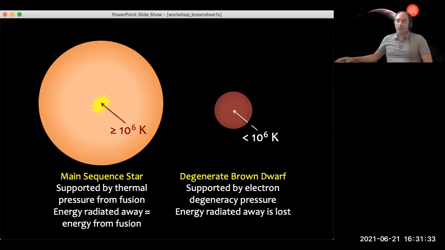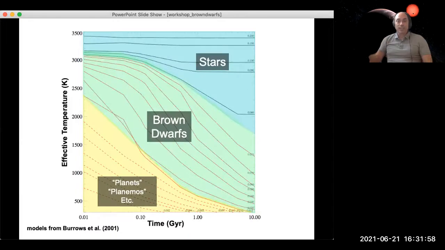And it's at that point where you have objects that are too cold to fuse, but are still supported by electron degeneracy pressure. They are in hydrostatic equilibrium, but they are not in thermal equilibrium. Now, that last point is probably the most important feature of brown dwarfs to keep in mind. Because they're not fusing hydrogen, these objects are going to continuously cool over time.